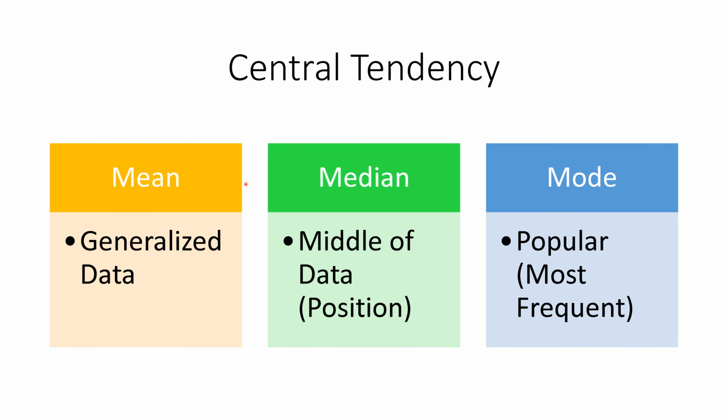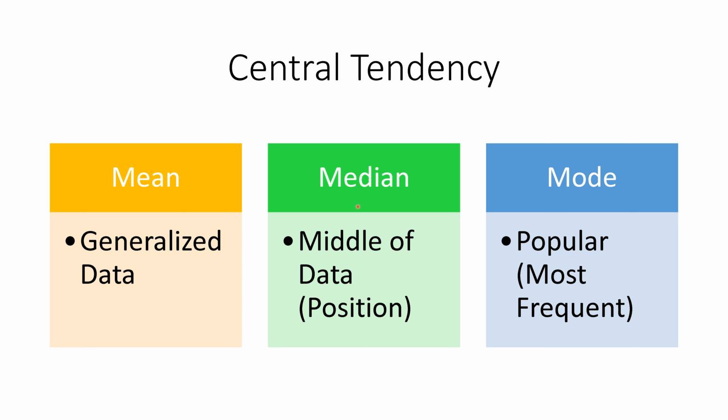What we are computing is known as the central tendency. When you have data, you compute the mean, median, and mode. The mean generalizes the data; it is the basic description of the data as a collective description.